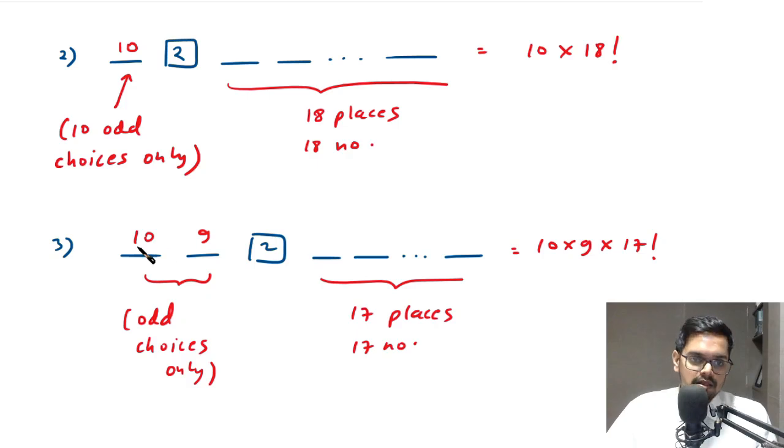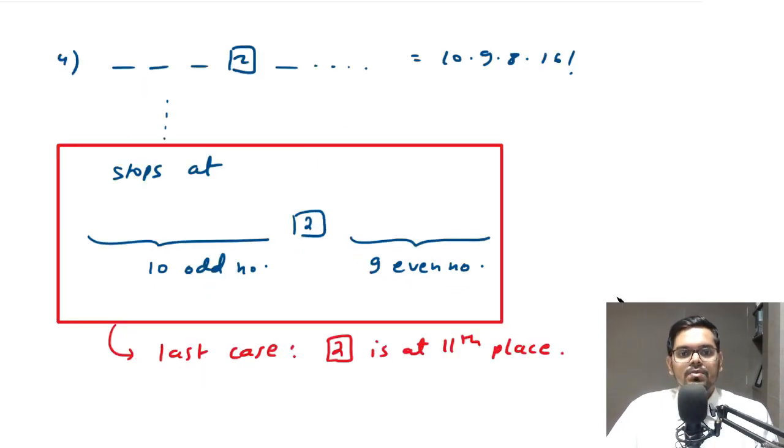So the final answer is 10 into 9 into 17 factorial. So this is our third case. Similarly, the fourth case will be generated: 10 into 9 into 8 into 16 factorial. Then the fifth case, the sixth case. How many such cases will be generated?